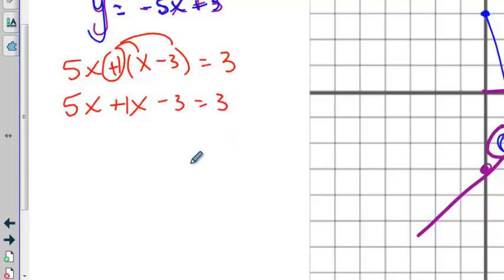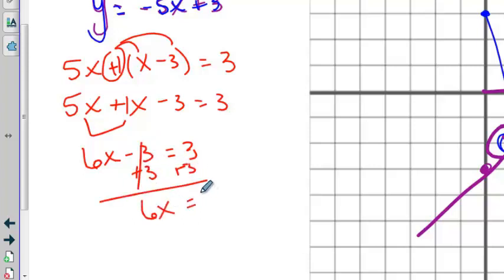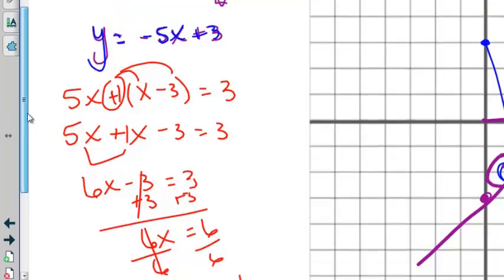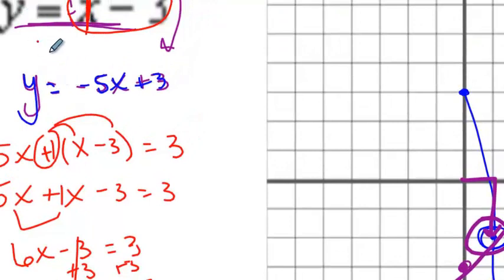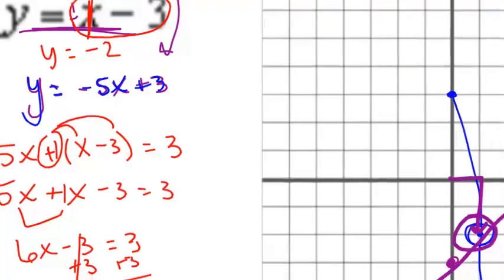Now what? You combine like terms, so it'll be 6x. So I'm going to put these two together. I have 6x minus 3 equals 3. Then we'll add 3 to both sides. 6x equals 6. Divide by 6, x equals 1. Is that what we said? Yep. Okay, I can solve for y really easy now by saying x is 1. So what's y equal to? Negative 2.